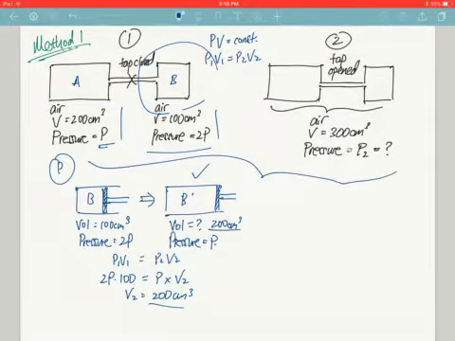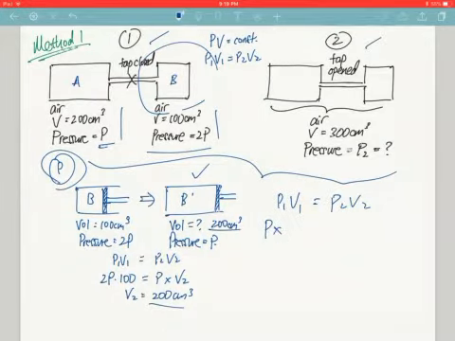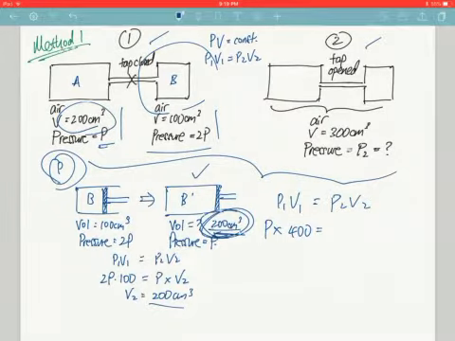Having done that, you can consider scenario 1 and 2 now. I'll be applying P1 V1 equals P2 V2 here. The pressure is fixed at a constant P times the total volume, which will be the volume of cylinder B, which is 200, plus the volume of cylinder A. So the total will be 400.